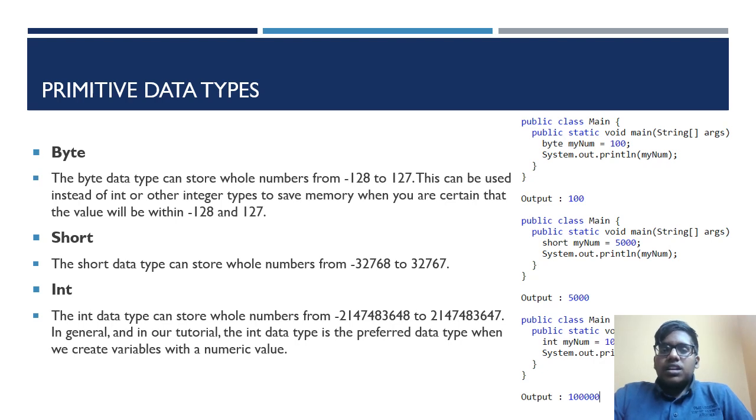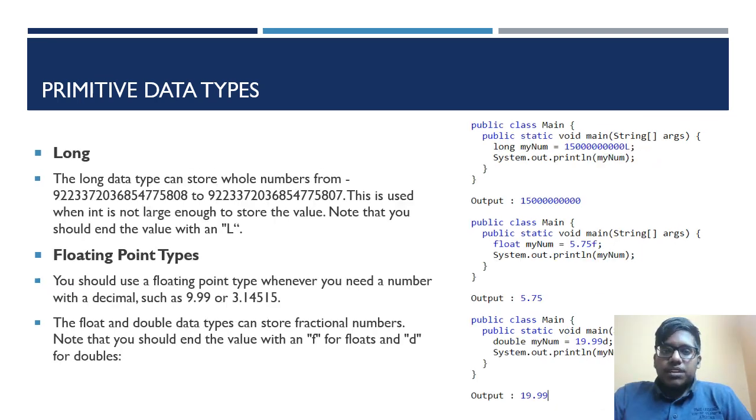Int. The int data type can store whole numbers from -2147483648 to 2147483647. In general, and in our tutorial, the int data type is the preferred data type when we create variables with a numeric value.